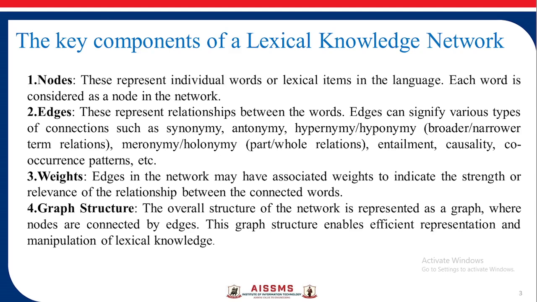The key components of lexical knowledge network. First is nodes. These represent the individual words or lexical items in the language. Each word is considered as a node in the network. Second, edges. These represent relationships between the words. Edges can signify various types of connections such as synonym, antonym, hypernymy, hyponymy, meronymy, holonymy, entailment, causality, co-occurrence patterns, etc.